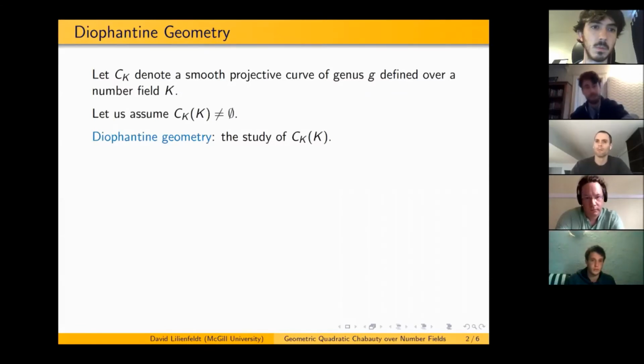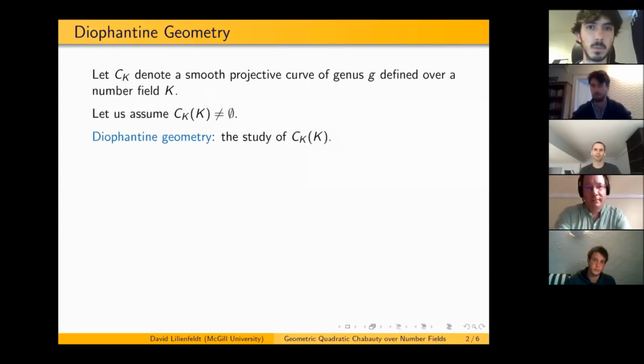Okay, and for simplicity here, we want to study this set, and I'll assume that it's non-empty. So if one wants to tackle this question, you might want to categorize your curves. One can use the genus to classify curves into different categories.